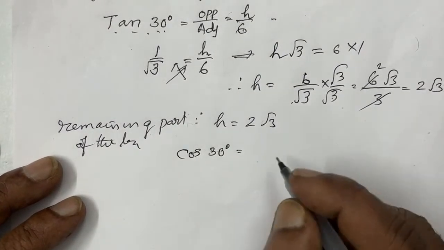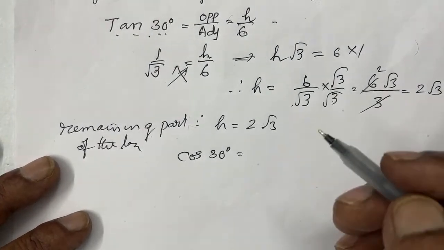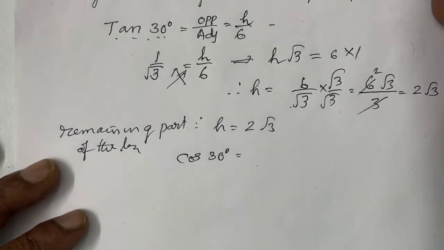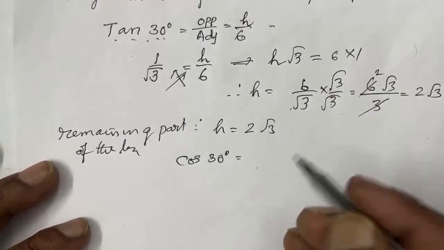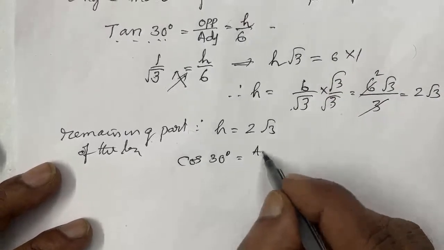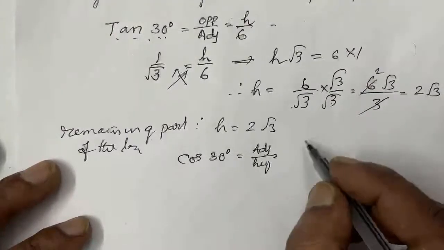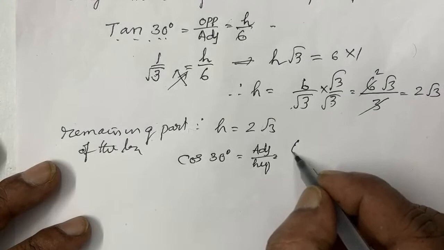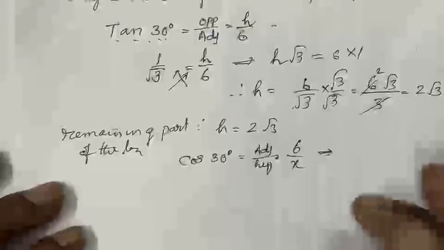Why we are taking cos 30, you know very well. What is the sense of cos 30? Cos is nothing but adjacent by hypotenuse. Here adjacent is 6 and hypotenuse is x. And then what is the cos 30 value?